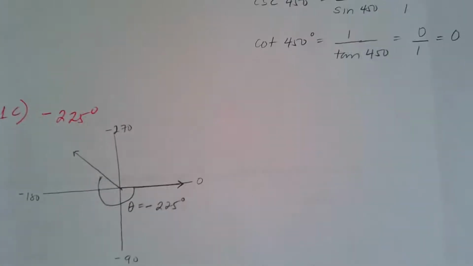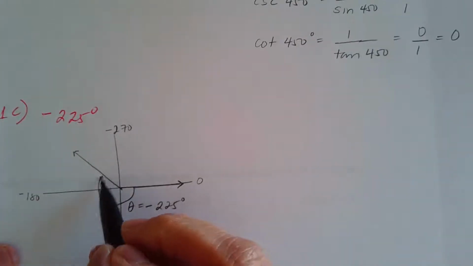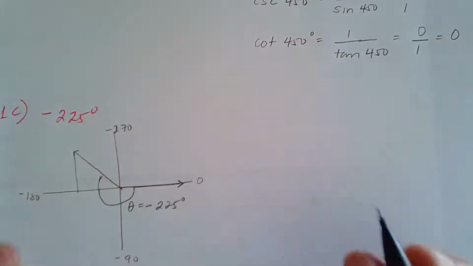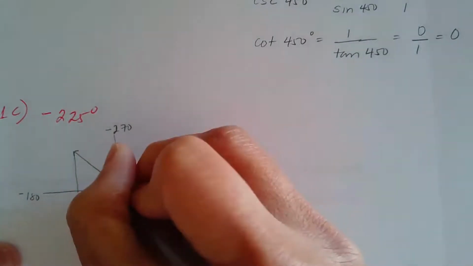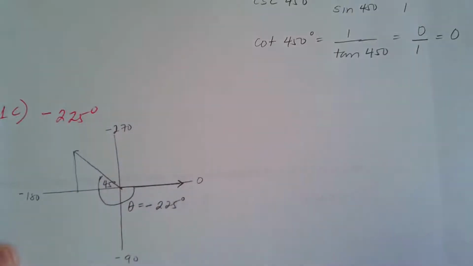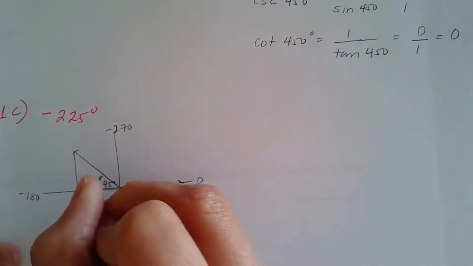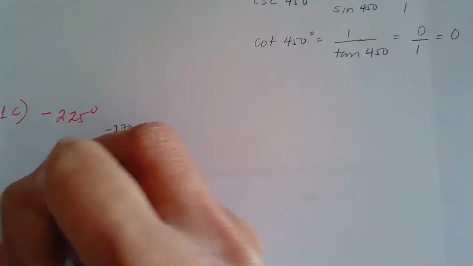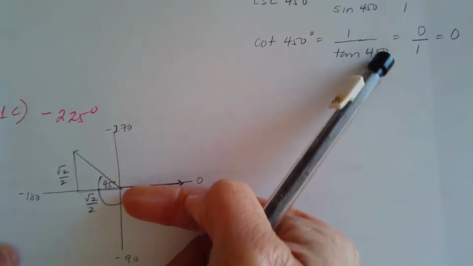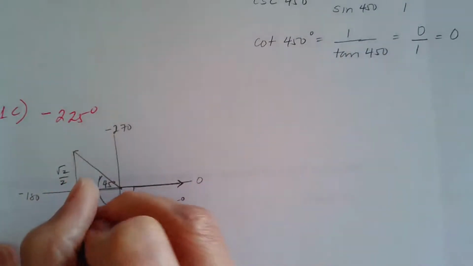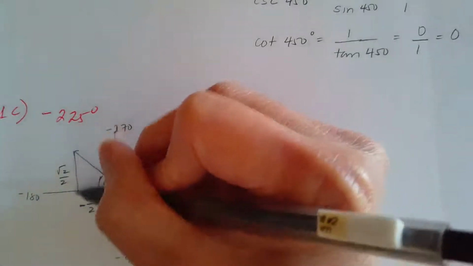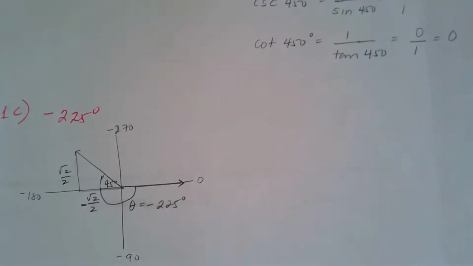Okay, so we are landing in quadrant number 2. So drop our perpendicular line there. Our reference angle is 45 degrees. Because it's 45 degrees, that's going to be root 2 over 2, root 2 over 2. And again, this is negative, so it's going to be negative root 2 over 2. The y is positive root 2 over 2.